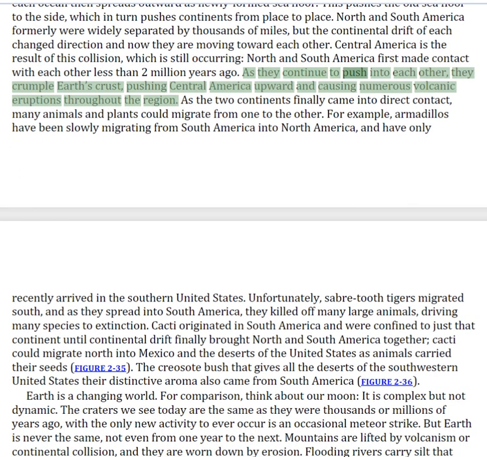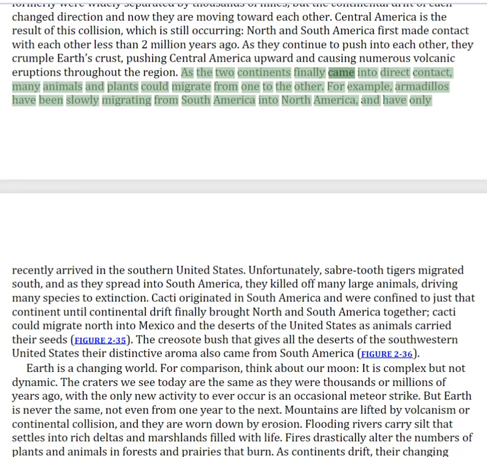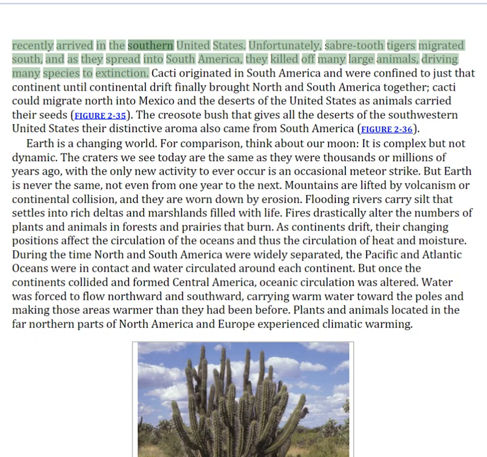As they continue to push into each other, they crumple Earth's crust, pushing Central America upward and causing numerous volcanic eruptions throughout the region. As the two continents finally came into direct contact, many animals and plants could migrate from one to the other. For example, armadillos have been slowly migrating from South America into North America, and have only recently arrived in the southern United States.